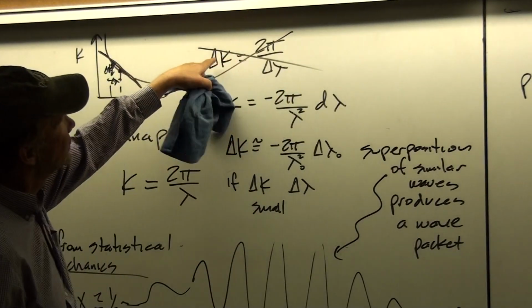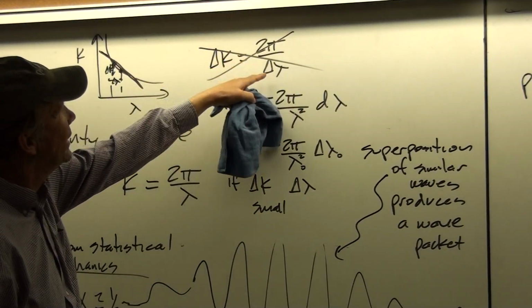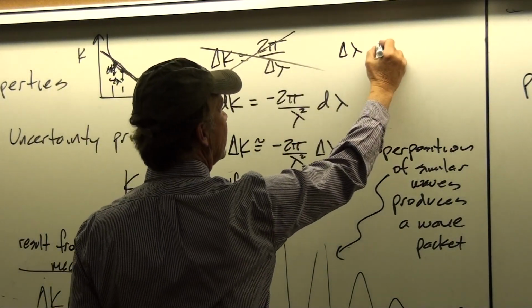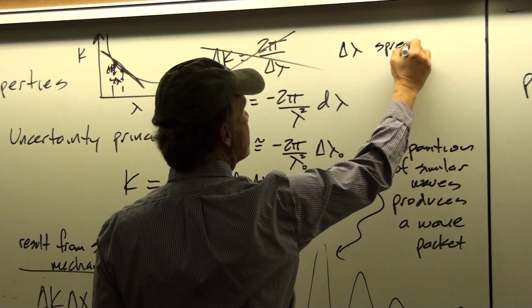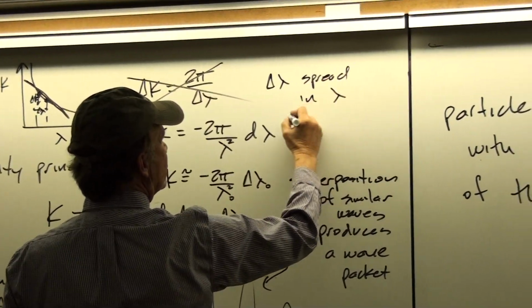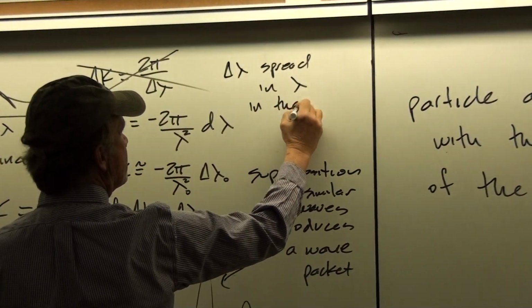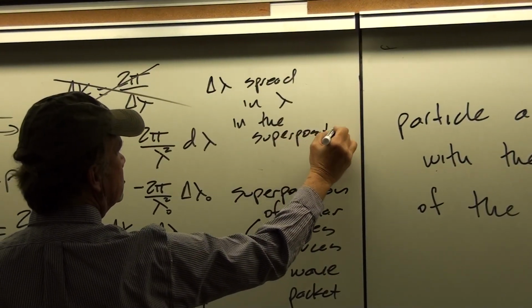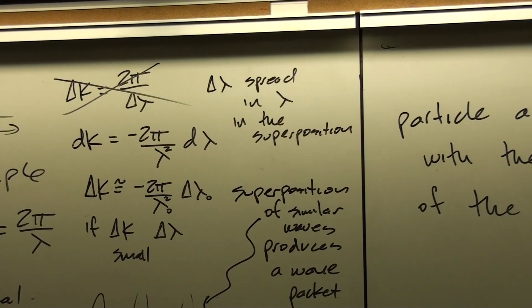But we wouldn't want to do it this way. We wouldn't want to say that delta k is 2 pi divided by delta lambda. Here delta lambda is a spread in the wavelengths in the superposition. So we have to be patient here, because this is not the Heisenberg uncertainty principle yet, but we're getting there.